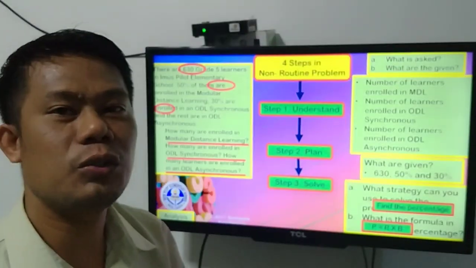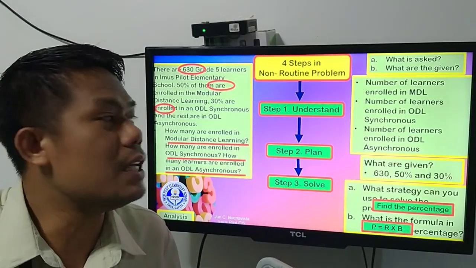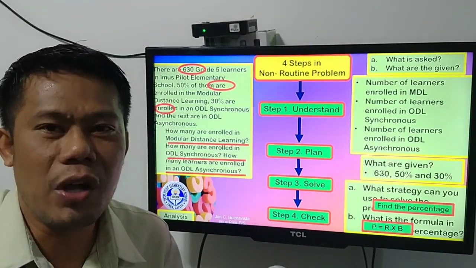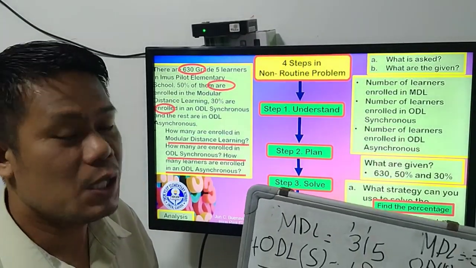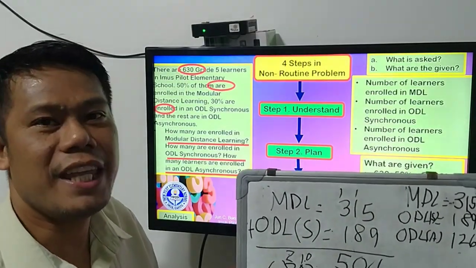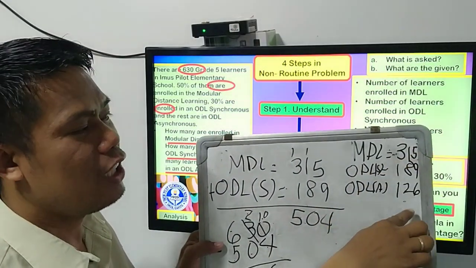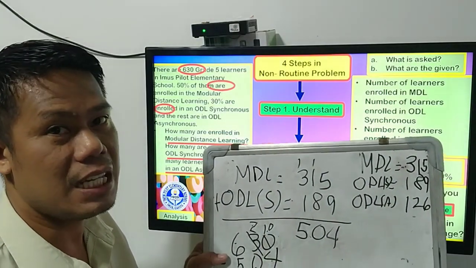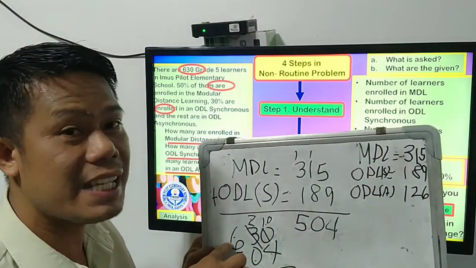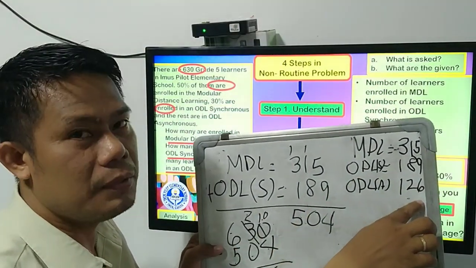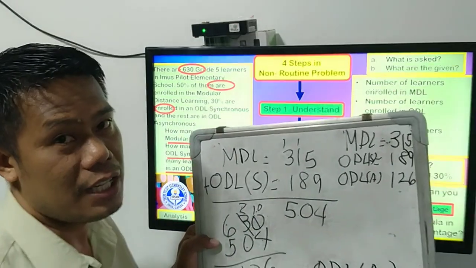Now, let's go now to the last step in solving non-routine problem. And the last step is check. How do we check the answer? Paano na natin malaman na yung answer natin pala ay tama? So, what we are going to do? We are going to sum up the 3 answers. We're going to add these 3 in order to know if our answer is checked, if the total of this enrollment is equals 630, if the total of these 3 different modalities is 630, our answer is checked.